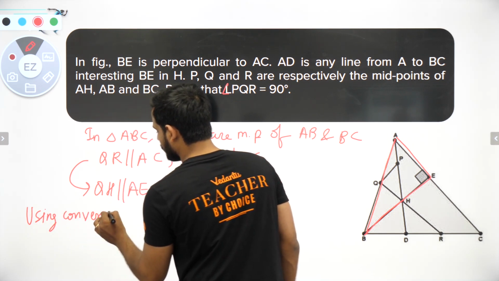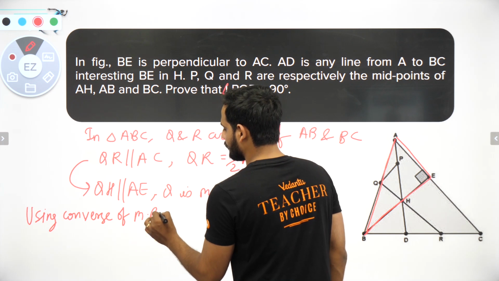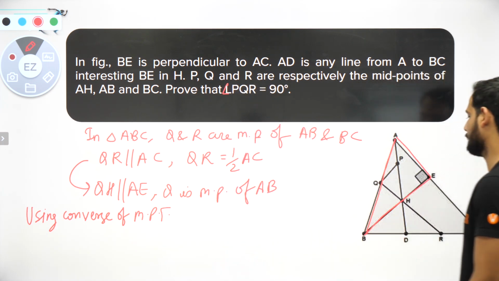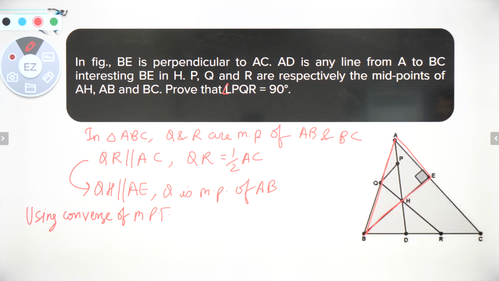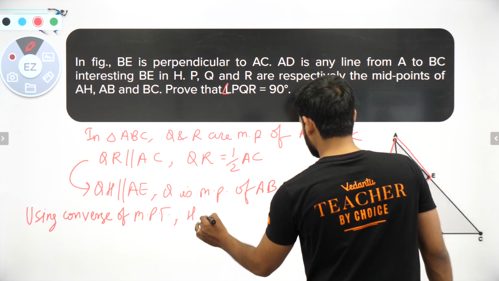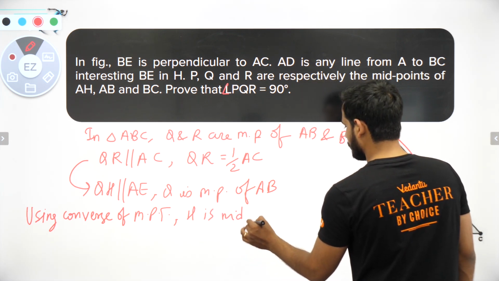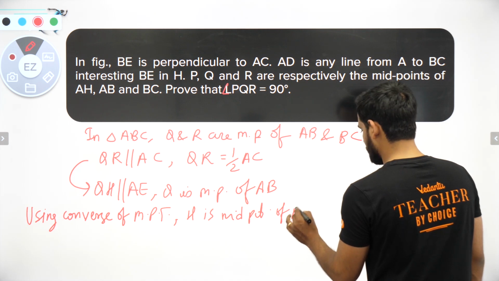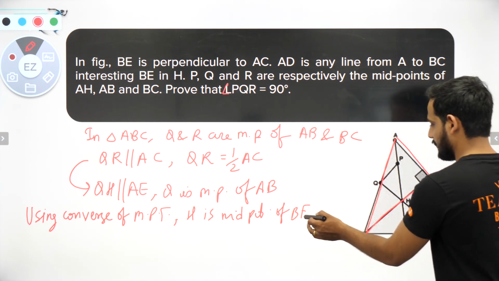converse of MPT, I can use the converse of MPT. Okay, so if I use the converse of MPT, what will I be getting? I will be getting H is also the midpoint. But will this help me? Let's see whether that is needed or not. So if these two are parallel, what other things can I get? By using the converse of MPT, I can say H is the midpoint of BE. I don't know whether it will be used or not, but let's see.